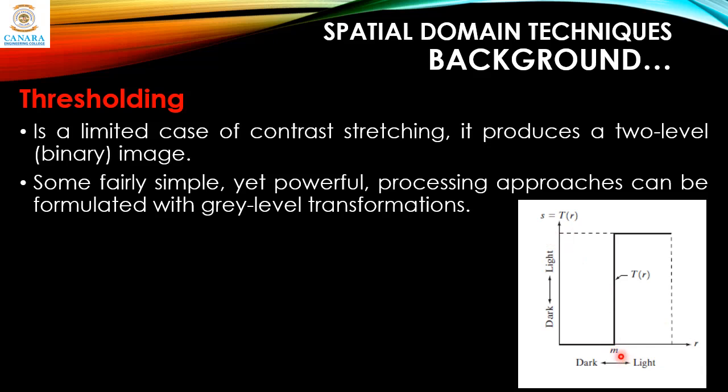Now if the input pixel value is less than m, then the output is pegged at 0. It's a dark pixel. If it is more than m, it will be pegged to the maximum value, or it will be a full bright pixel. It's either full white or pitch black, nothing in between. So it's a binary image, and it's a fairly simple yet powerful processing approach, and it is widely used in many advanced applications that we will learn about in the coming classes.